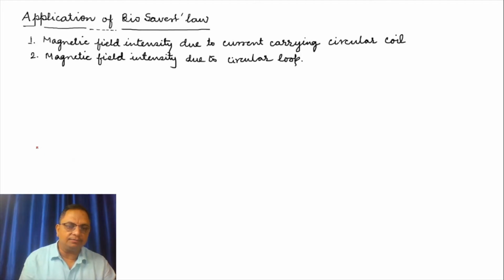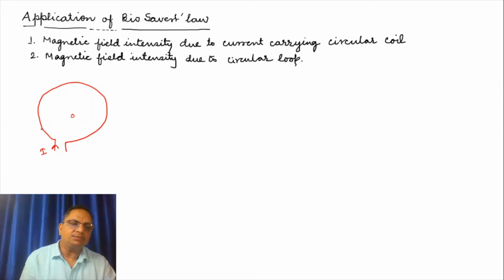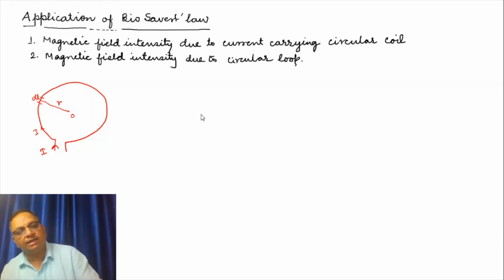Here I am making a figure, a circular loop coil, in which current is flowing, suppose I, and we want to calculate the magnetic field intensity at the center of the coil, that is O. The current passing in the coil is I. We take a small part of the coil, that is dl, and let's suppose the distance from dl to the center, that is the radius of the coil, is taken as r.